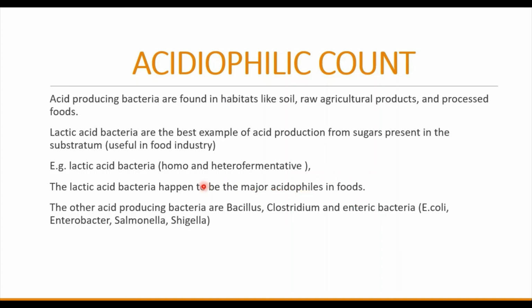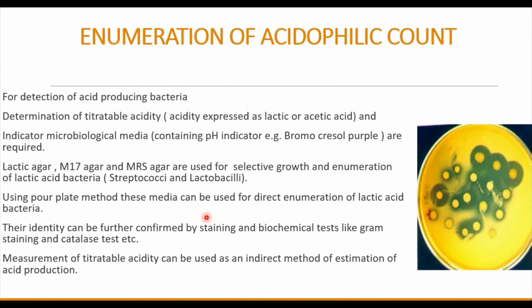Other than these lactic acid bacteria, certain bacteria are also responsible for producing acid, like Bacillus and Clostridium. These are the best examples of spore forming bacteria. And the enteric bacteria like E. coli, Enterobacter, Salmonella, and Shigella. Then how can we enumerate these acidophilic bacteria? So for detection of acid producing bacteria, there should be a determination of titratable acidity. That means acidity expressed as lactic or acetic acid. And an indicator microbiological medium which contains a pH indicator, the best example is bromocresol purple or methyl red.